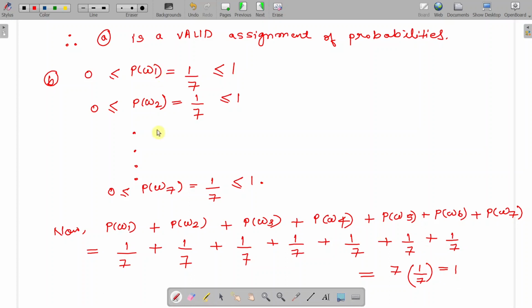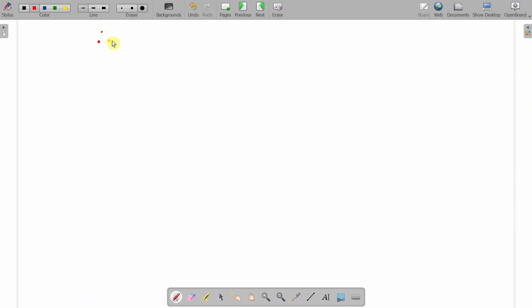So we have that all the probabilities are between 0 and 1, and the sum of all the probabilities is 1. So therefore B is a valid assignment of probabilities. Okay.